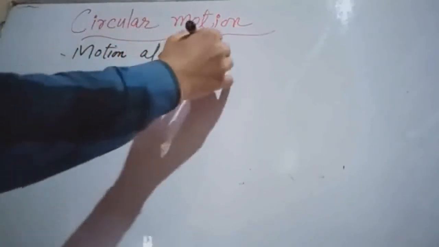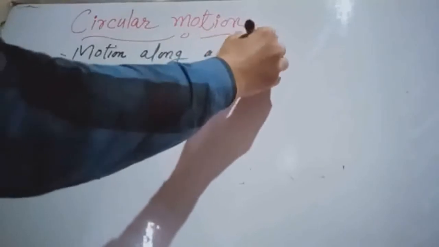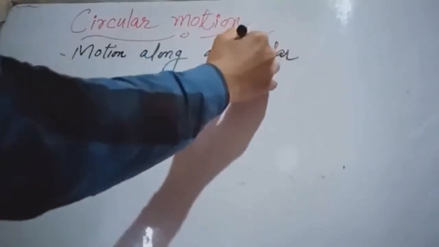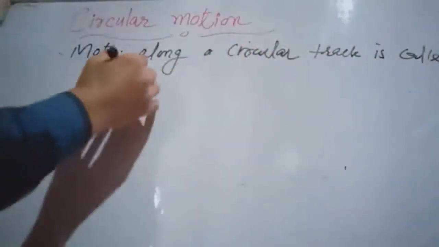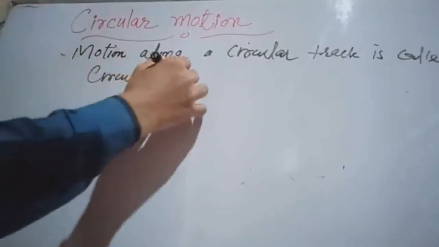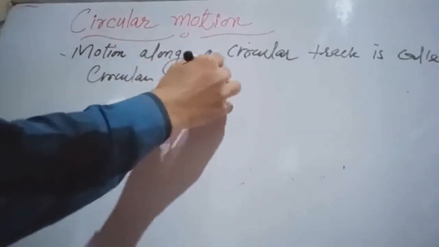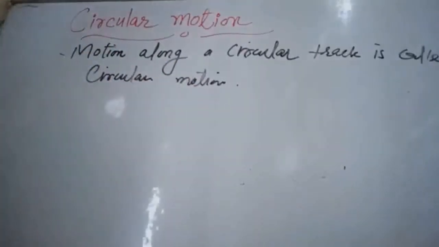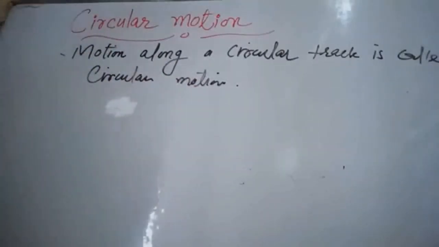The motion which is along a circular track is called circular motion.